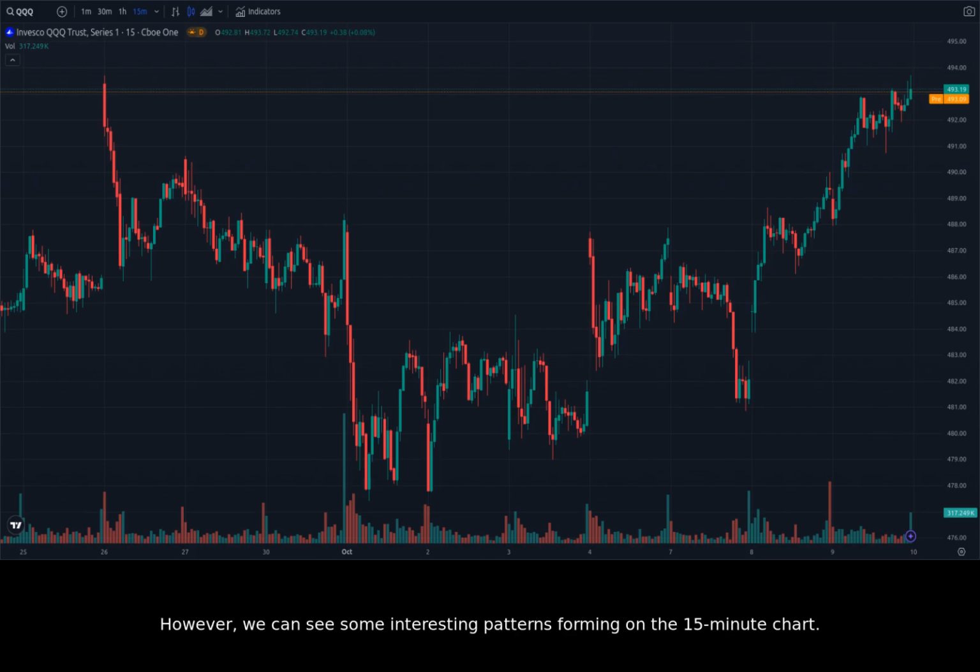However, we can see some interesting patterns forming on the 15-minute chart. The price is currently testing the support level around 488. If this support level breaks, we could see a sharp decline in price. However, if the price holds above this level, we could see a bullish breakout. This is a crucial level to watch as it could determine the short-term direction of QQQ. We need to be cautious and wait for a clear confirmation of a breakout or breakdown before entering any trades.